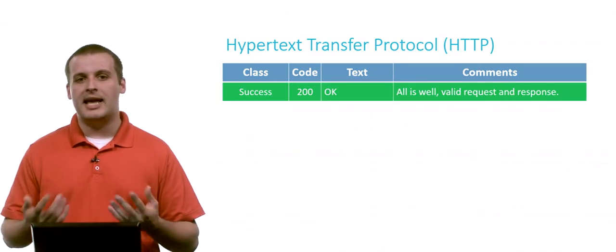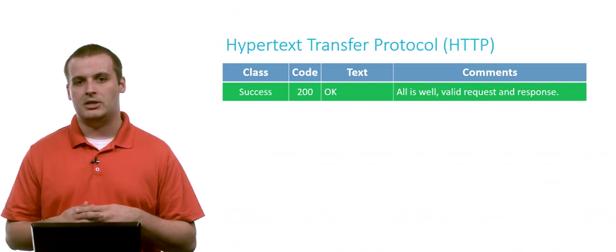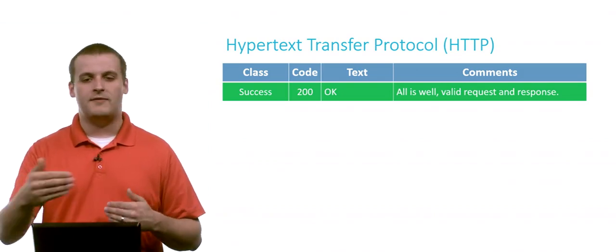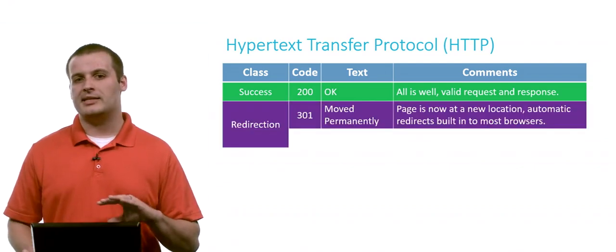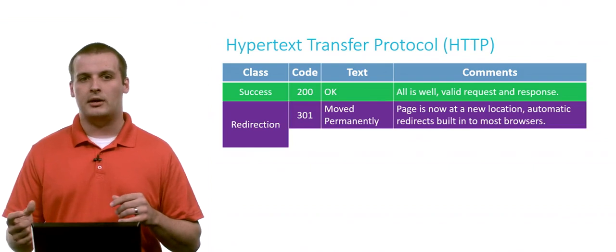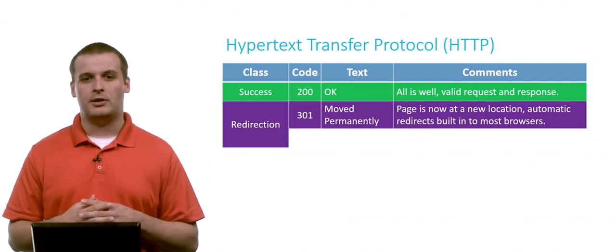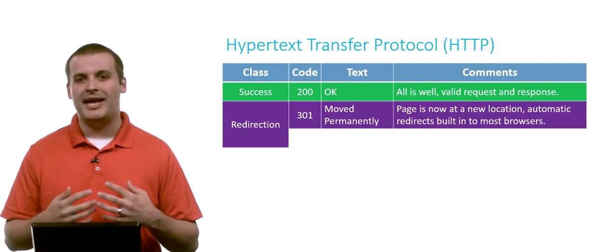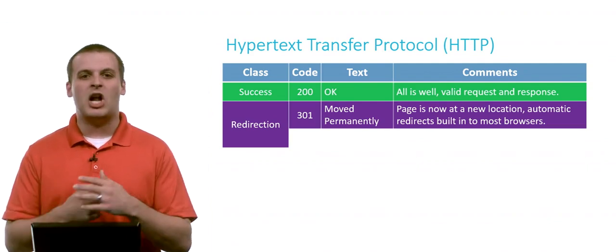Well, we might get a success. So in the success category, we might get code 200 with the text OK. What does this mean? Well, everything is good. You made a valid request. Here's a valid response. I was able to deliver exactly what you wanted. Sometimes you might get other things that you won't notice right away, but are somewhat failures. They're called redirections. There's two common ones here. 301, moved permanently. What this basically means is the page is now at a new location. It will live there forever, and most browsers will automatically redirect you.